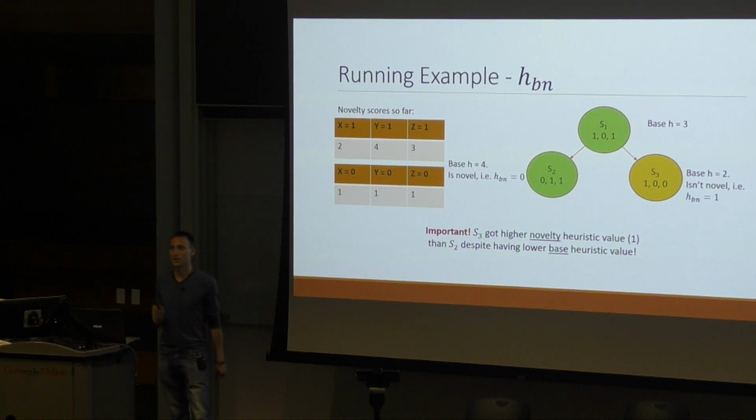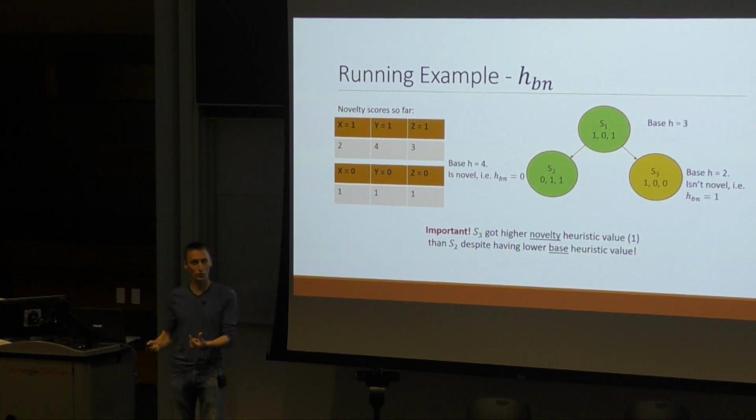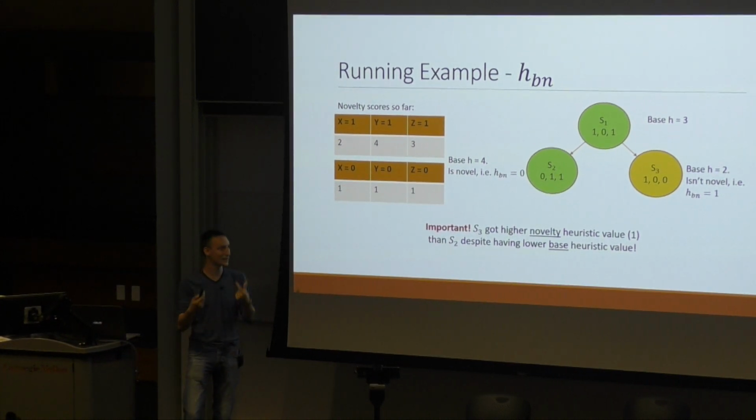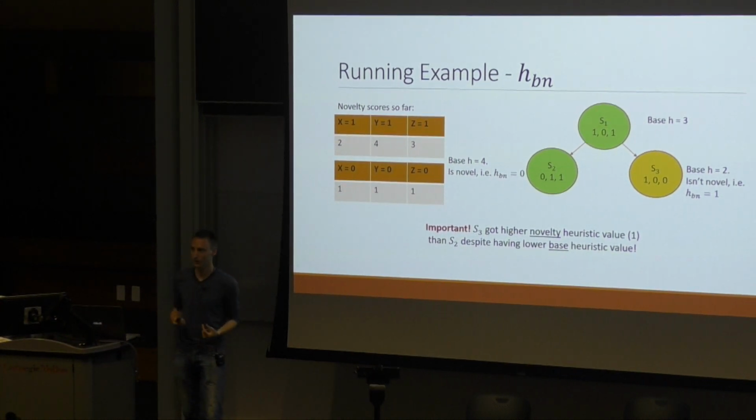And here is the important part. Because when we got state S3, the base estimator was less than for state S2. On the other hand, it was not novel. So by our heuristic, it will be expanded later than S2, despite having a lower base heuristic value.